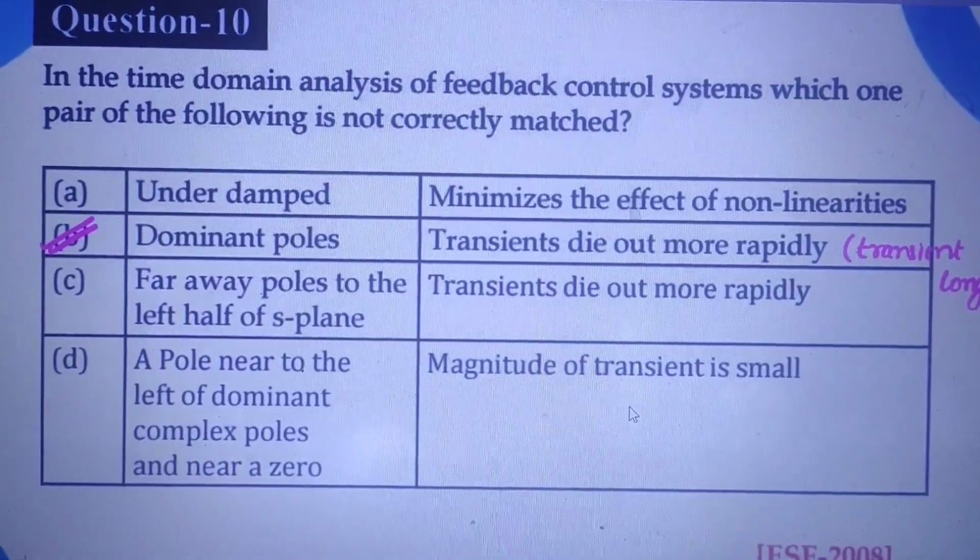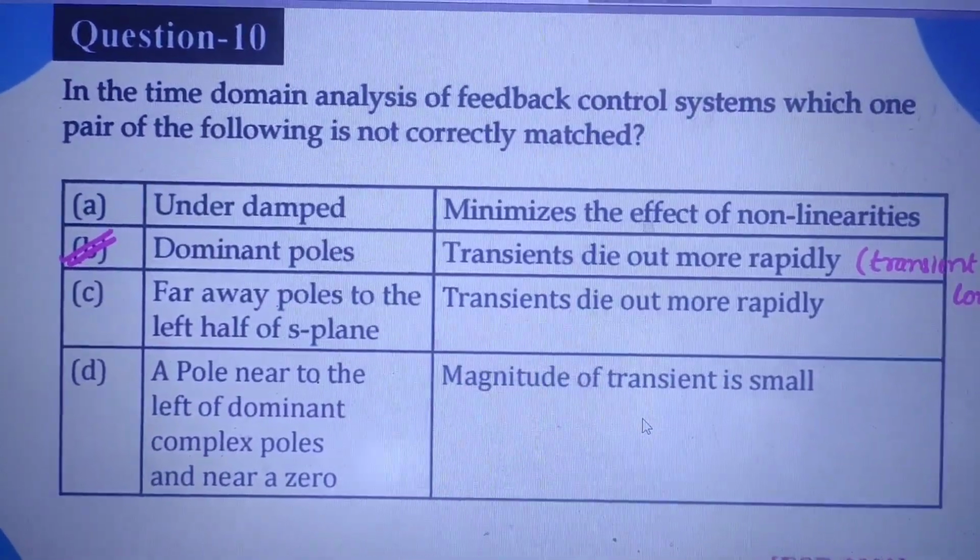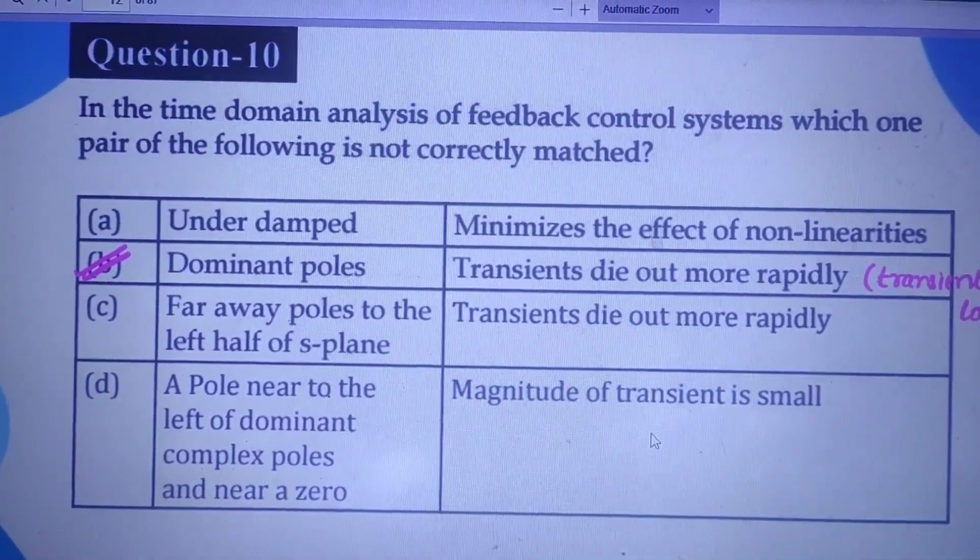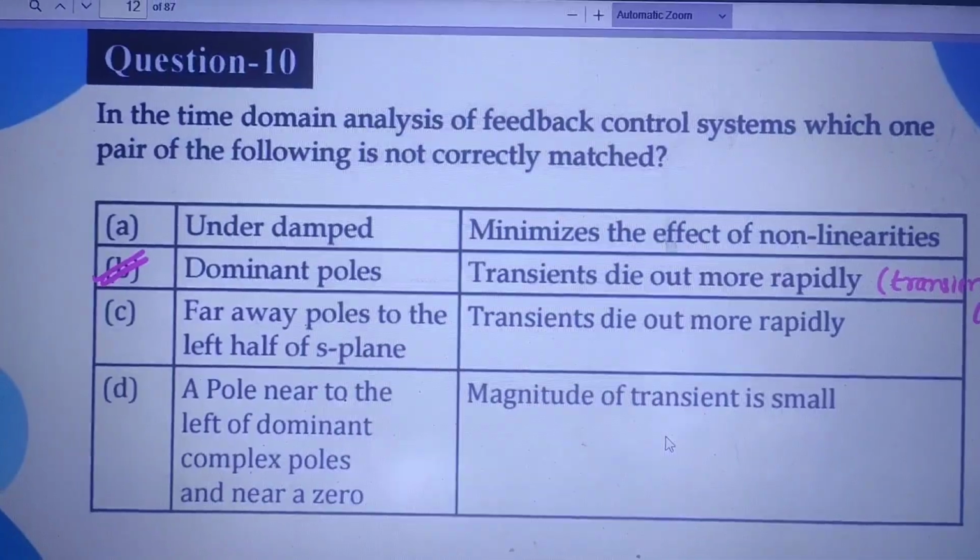Far away from the poles to the left half of the s plane, transients die out more rapidly.